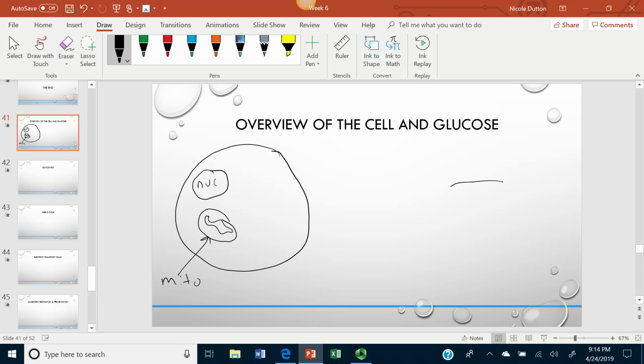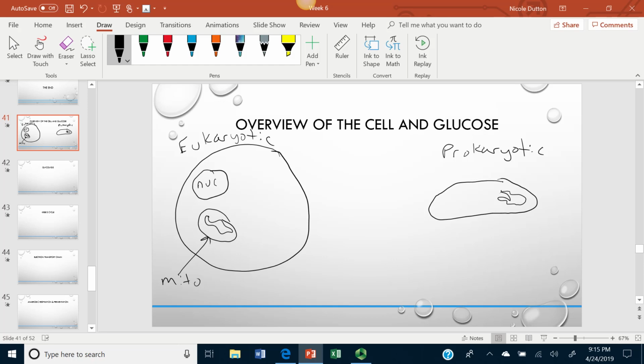With a bacterial cell, a prokaryotic cell, there's no mitochondria, there's no nucleus, there's just a little region inside of the cell where you'd have some DNA.